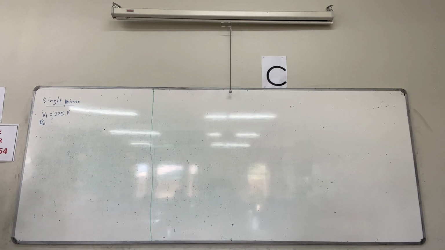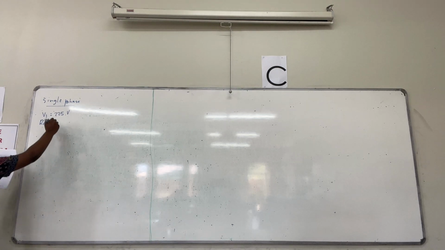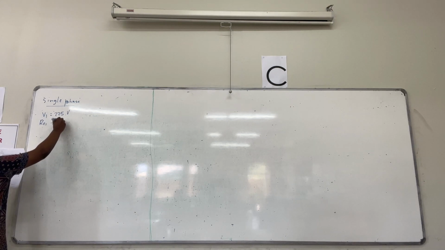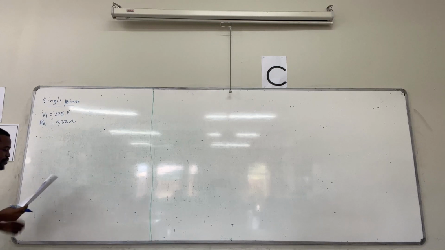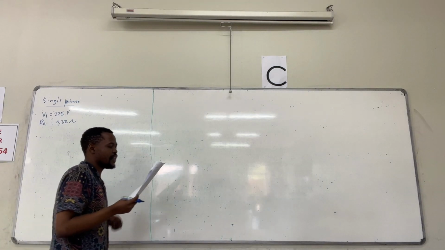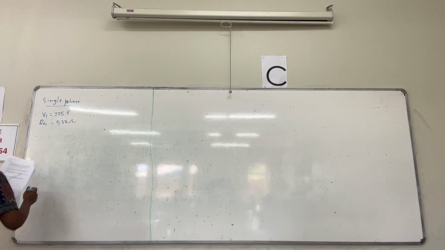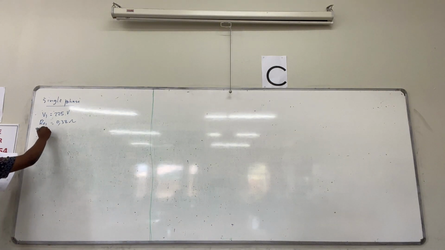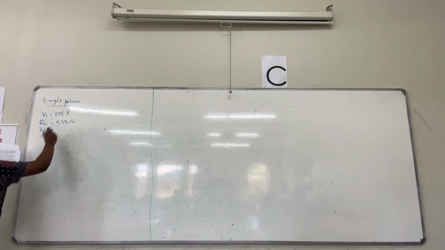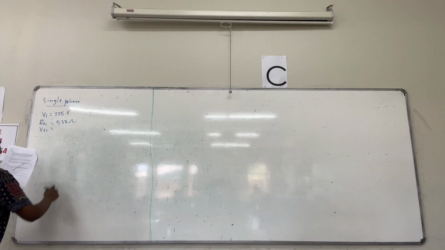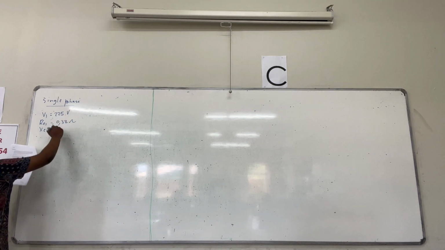Primary. That is why I'm putting 1, which is 0.138 ohms. Then an equivalent leakage reactance. That is also referred to the what? Primary. So basically in this question we are referring to the primary.